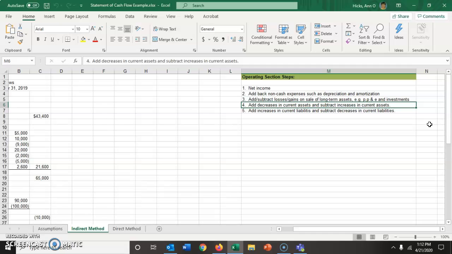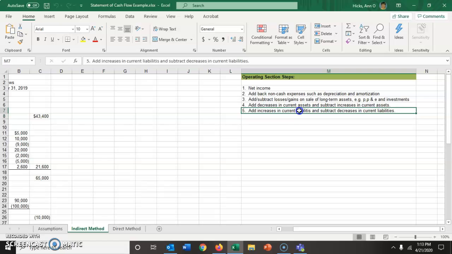Conversely, if accounts receivable had increased from the previous year, that means some of the sales we made this year we have not collected. And therefore, we're going to have to subtract that because in this case, our revenue exceeds our cash. This phenomenon is true with any current asset. So whether it's accounts receivable, whether it's inventory, whether it's prepaid expenses, if it decreased from beginning to end of the year, you're going to add it back. If it increased, you will subtract it.